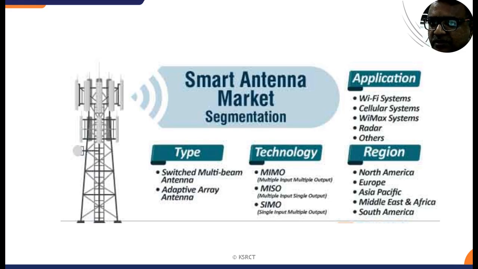So the smart antenna market segmentation. The two types used are the switched multi-beam antenna and the adaptive array antenna. The technology uses MIMO, MISO, and SIMO. MIMO is the multiple input, multiple output technique. MISO is multiple input, single output, and SIMO is single input, multiple output technology. Applications use Wi-Fi systems, cellular systems, WiMAX, radar, and others.